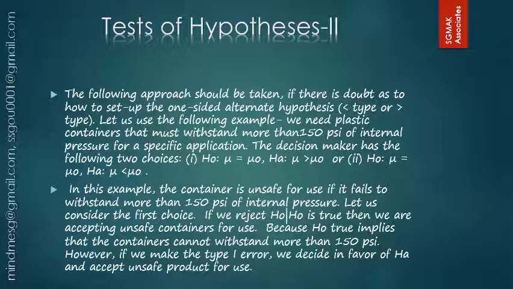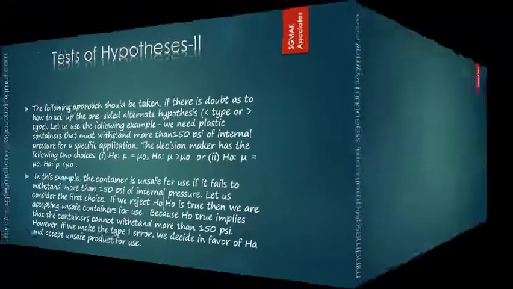In this example, the container is unsafe for use if it fails to withstand more than 150 psi of internal pressure. Let us consider the first choice. If we reject the null hypothesis, given it is true, then we are accepting unsafe containers for use, because null true implies that the containers cannot withstand more than 150 psi. However, if we make type 1 error, we decide in favor of the alternate hypothesis and accept unsafe product for use.